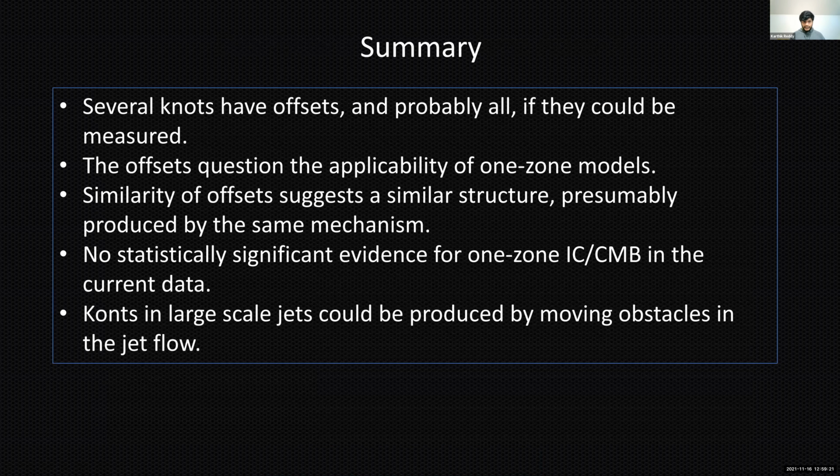So to conclude, this offset analysis suggests that probably all of these nodes have offsets, and we are unable to detect them because of a limited resolution problem. These offsets also say that we definitely need a 2-zone model instead of 1-zone models to explain the X-ray emission from them. And the distributions of these offsets suggest that these nodes could be produced by heavy moving blobs that are in turn produced by some kind of intermittent activity in the jet.